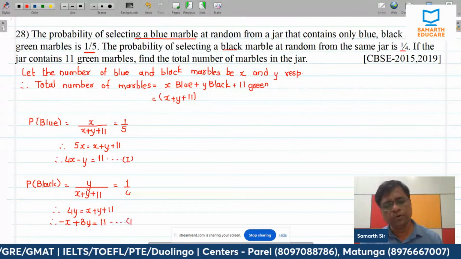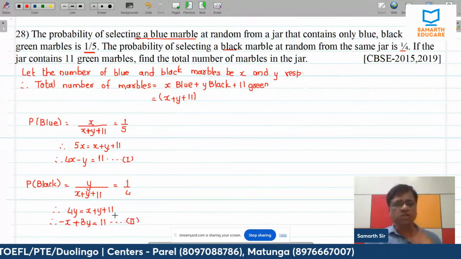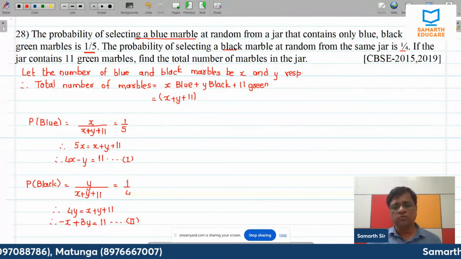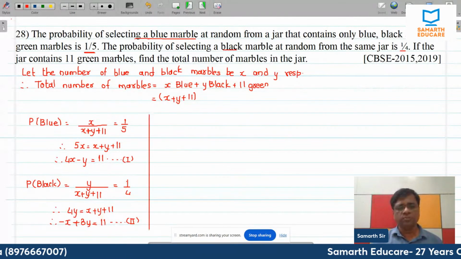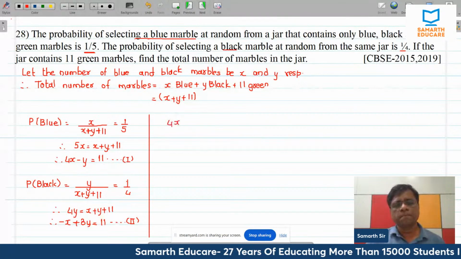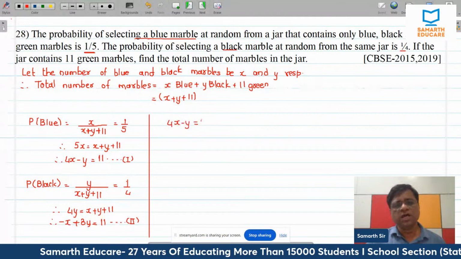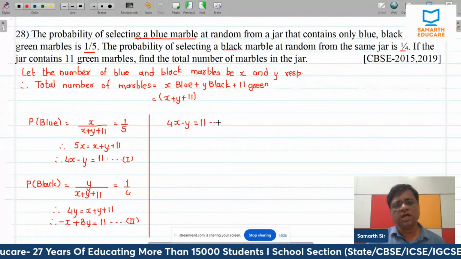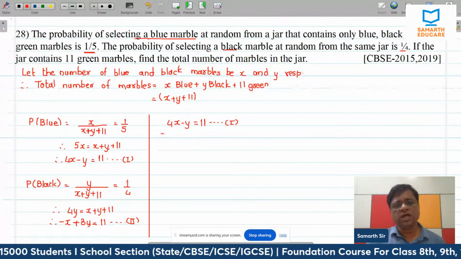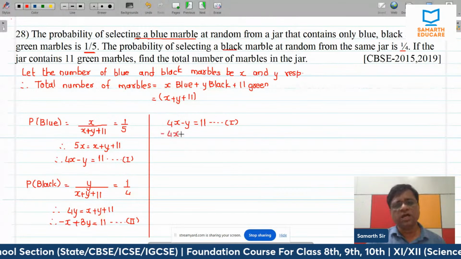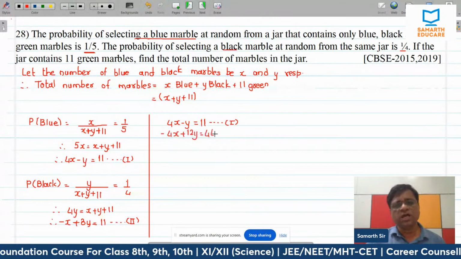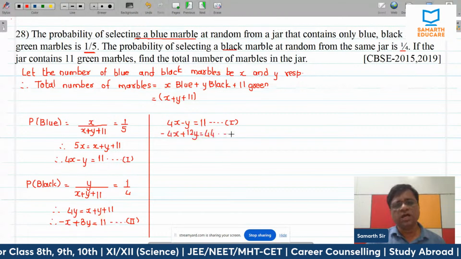All right, now we have two equations. I need to solve these simultaneously. Now if I solve this simultaneously, what happens is 4x minus y is 11. This is equation number 1. I have to multiply the second equation by 4. That means it becomes minus 4x plus 12y is equal to 44. If I'm multiplying it by 4, that means equation 2 is actually multiplied by 4.